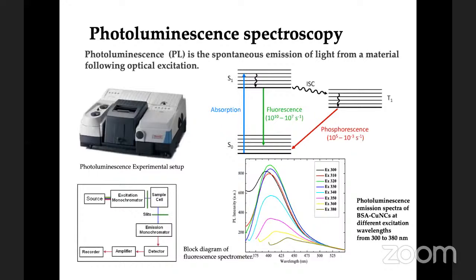We have used well-known photoluminescence spectroscopy for the measurements. So basically, PL is the spontaneous emission of light from a material following optical excitation. If you see the diagram on the extreme right at the bottom, we have used different excitation wavelengths, and we have tried to find out for which excitation the PL intensity is the maximum.